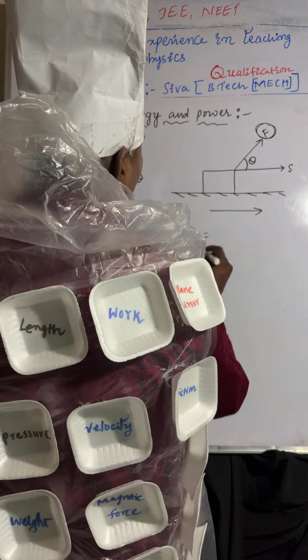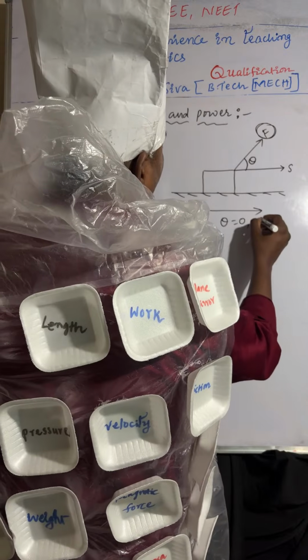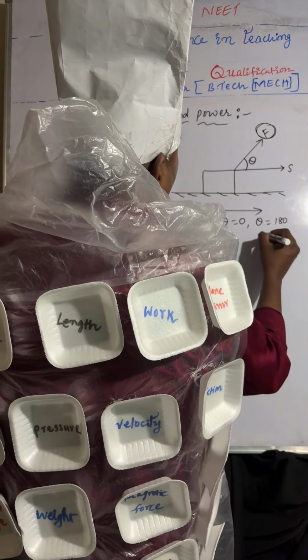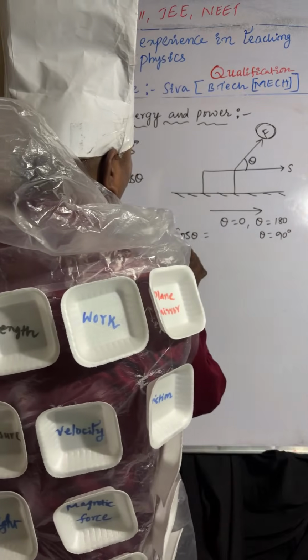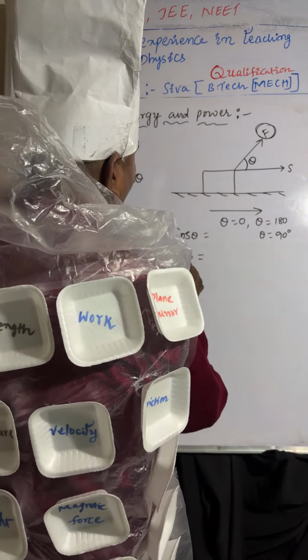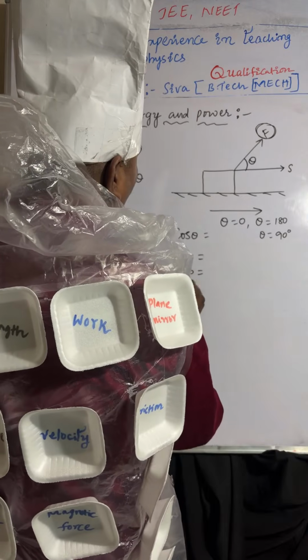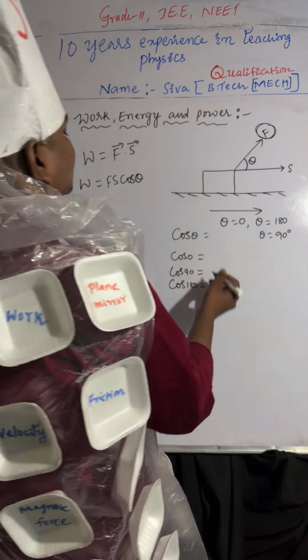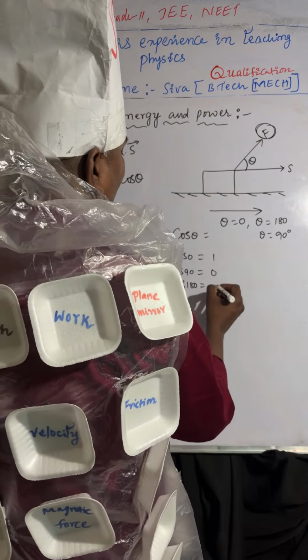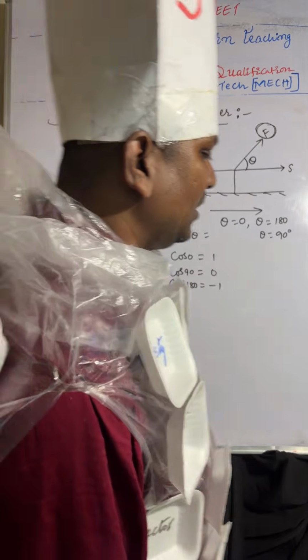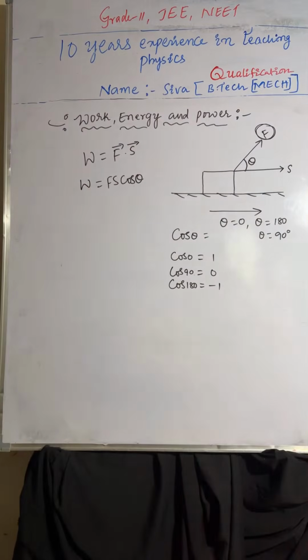Theta equal to 0, theta equal to 180, and theta 90 values. Cos 0 you should know: the cos 0 value, cos 90 value and cos 180 value. Cos 0 is how much? 1. Cos 90 is 0. Cos 180 is minus 1. What is the value of cos 0? 1. Cos 0 value is 1. Cos 90 value is 0. Cos 180 value is minus 1.